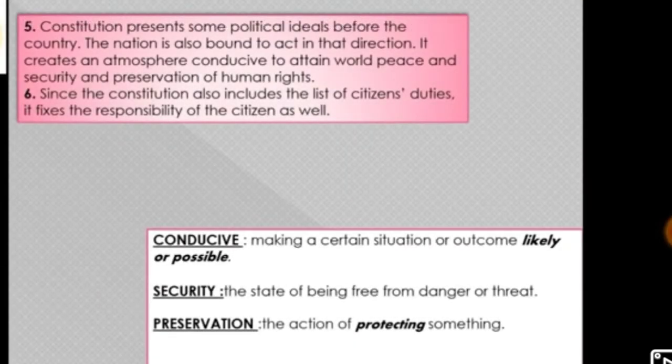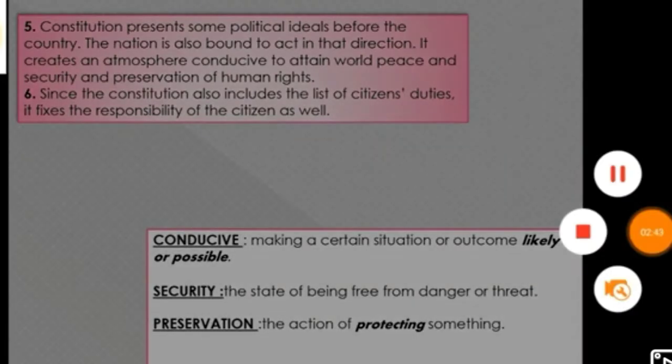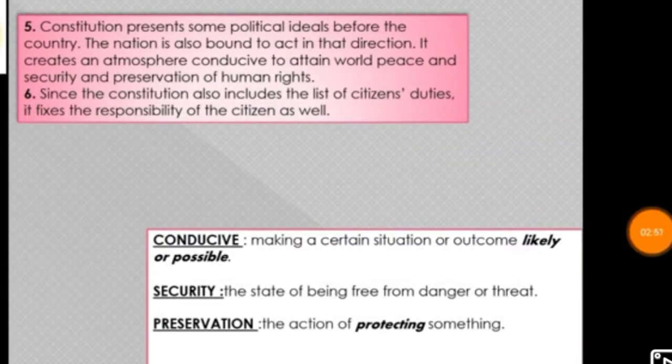Fifth one: constitutions present some political ideals before the country. The nation is also bound to act in that direction. It creates an atmosphere conducive to attaining world peace and security and preservation of human rights. Conducive means making a certain situation or outcome likely or possible. Security means the state of being free from danger or a threat. Preservation means the actions of protecting something.